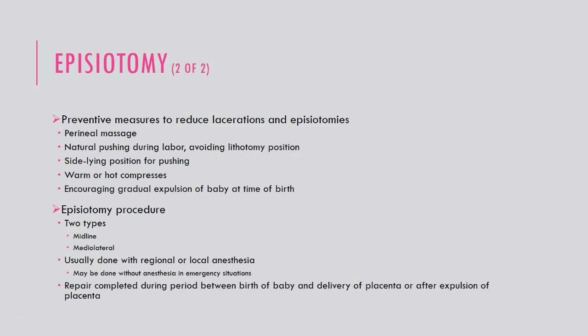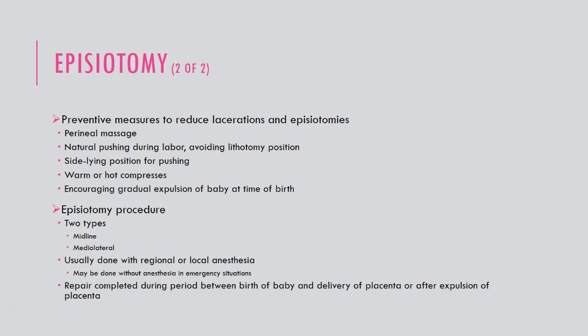Warm or hot compresses on the perineum can help, and encouraging a gradual expulsion of the baby at the time of birth, instead of it literally just popping out, but the care provider actually controlling those mechanisms of labor and the descent and how the baby is expelled. Because most of the time that's when tearing will occur.